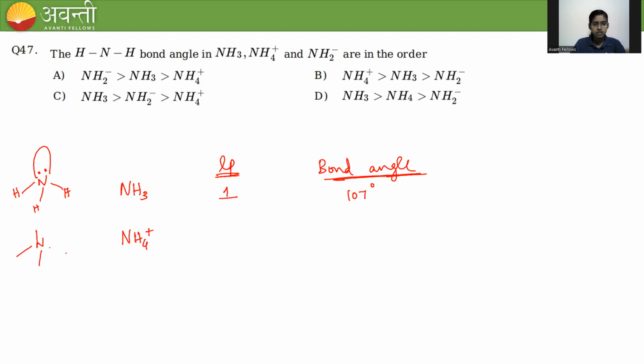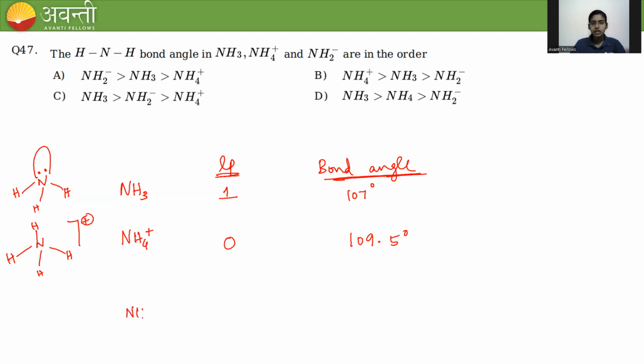Then coming to NH4 plus. This is the tetrahedral structure of NH4 plus, and here there are 0 lone pairs. Since there is no lone pair, the bond angle is 109.5 degrees, the tetrahedral bond angle. Lone pair-bond pair repulsion will not be there.